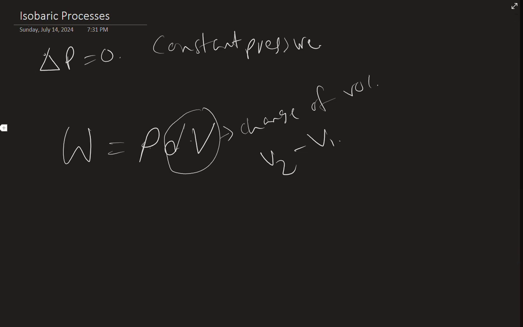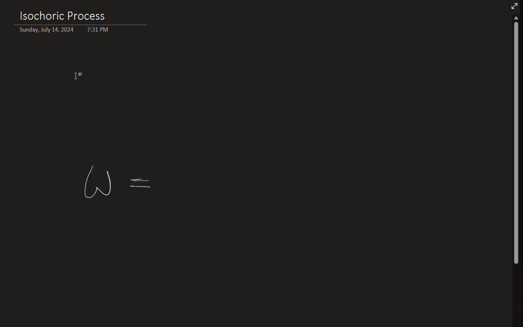It's really simple. And the isochoric process is also very simple. Iso means again same, and choric means volume. So isochoric means the same volume. So there will be no change of volume. Del V or dV is equal to 0. Constant volume.